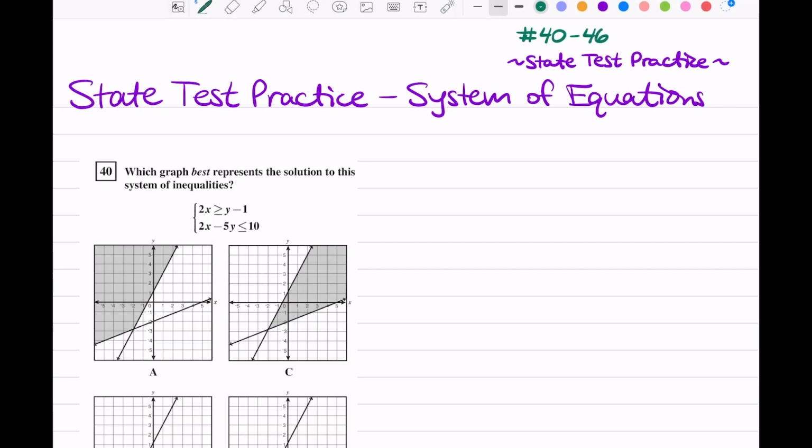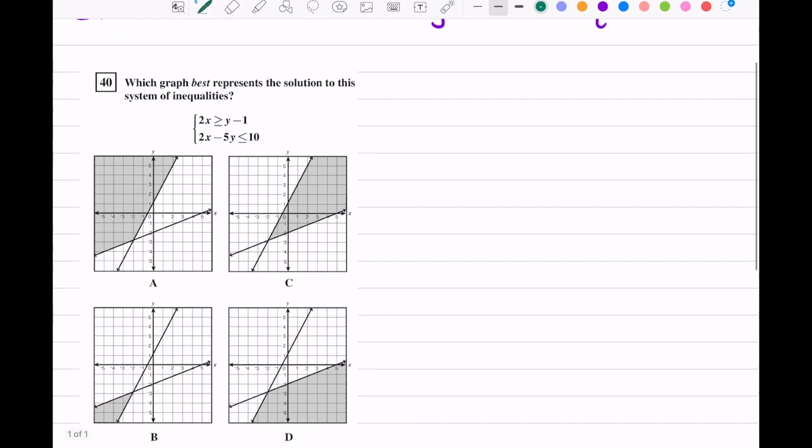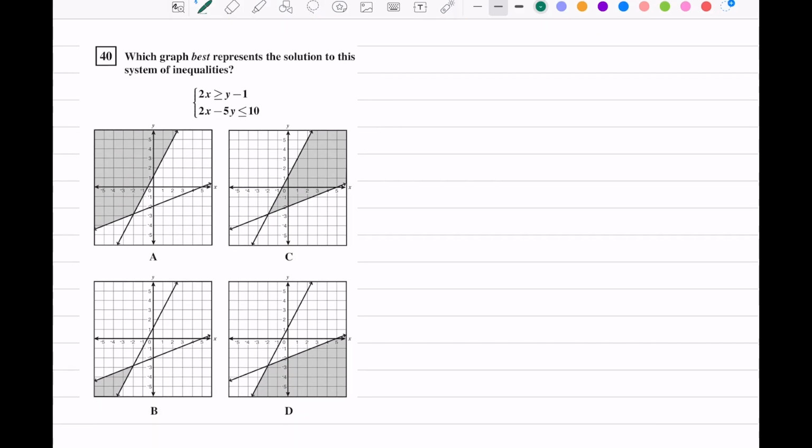Which graph best represents the solution to this system of inequalities? Each of these inequalities is going to look like a line with some shading above or below, and where the shading overlaps is going to be the solution. That'll be one of these gray regions in the options. So we're going to start by writing each of these in the form y equals mx plus b. Then it'll be easy to draw the line and see where we need to shade each of them.